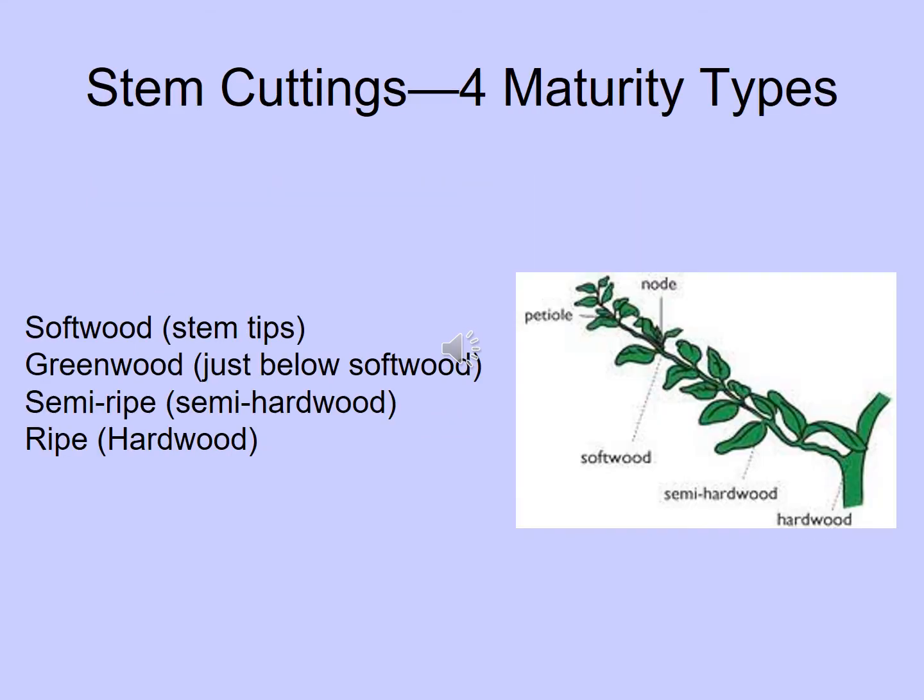Stem cuttings can be taken from 4 different types of maturity of wood on a perennial plant. Softwood are the very tips of the stems. Greenwood is just back down a little ways from the tip of the branch, just below the softwood. Semi-ripe, the stem is starting to firm up, get harder and browner, and ripe is fully brown, hardened, woody tissue.